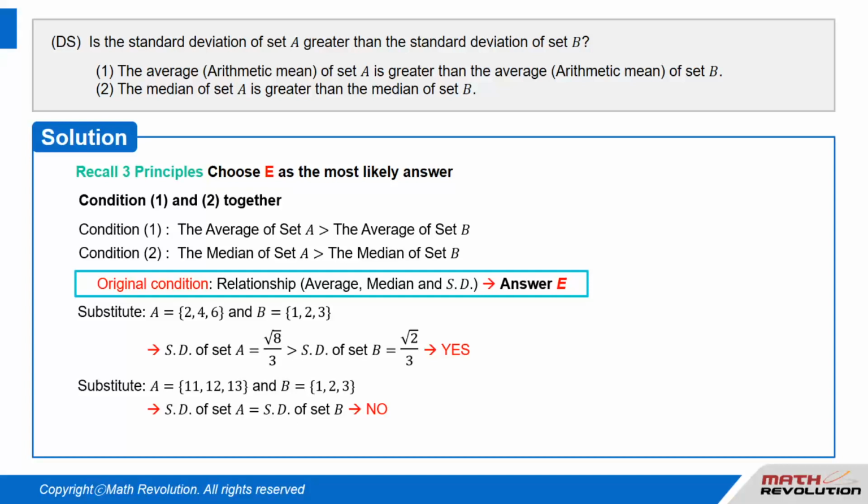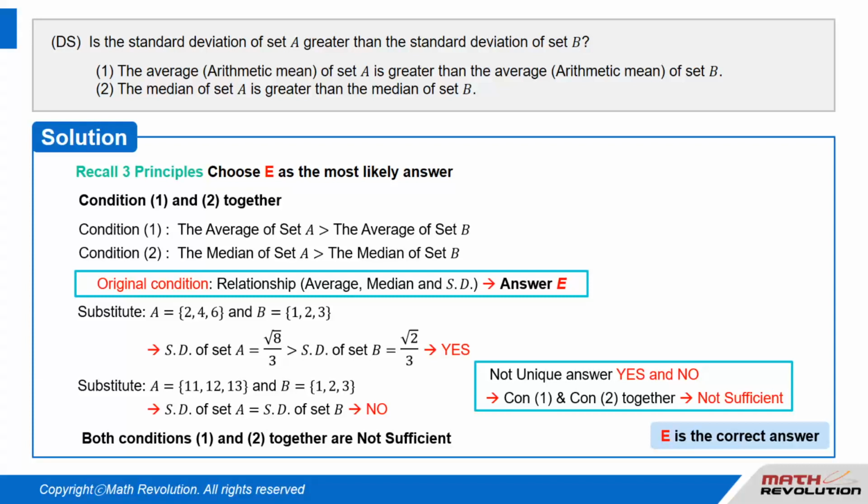There is a very important clue hidden here. E is the capital letter in relation, right? If the question is asking for the relationship among the mean, median, and standard deviation, the answer is E. Both conditions 1 and 2 together are not sufficient. So E is the correct answer. When there are more than 4 variables in the question, it is most likely that E would be the answer. Therefore, always check both the conditions together to save time. Answer: E.